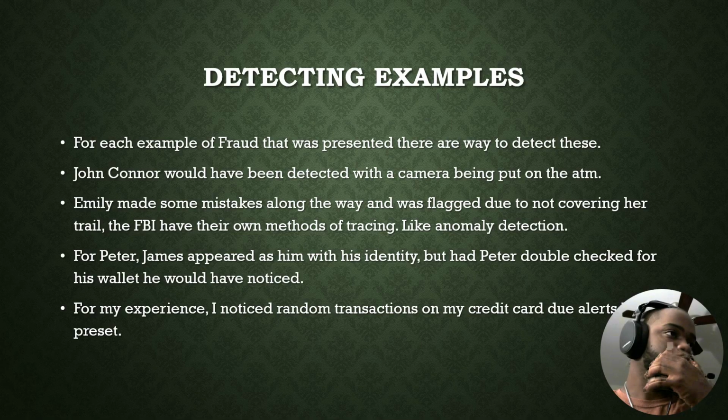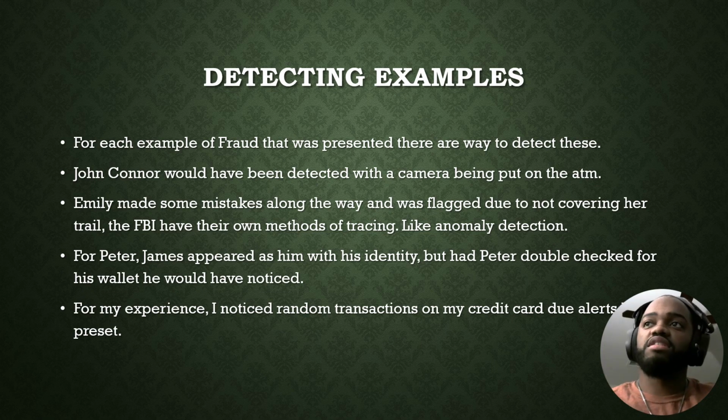So for the examples that were given before, the camera system can come in handy when it comes to John Connor. A camera can easily detect him and pick up all the information, and they can see, hey, this person genuinely is not using an actual credit card to access this card system. And Emily the criminal, basically Emily made some mistakes along the way, and therefore she was flagged by the FBI system, and then she was tracked down and hunted a little bit, because they wanted to apprehend her because of all the credit card scams and all the fraud that's happened.